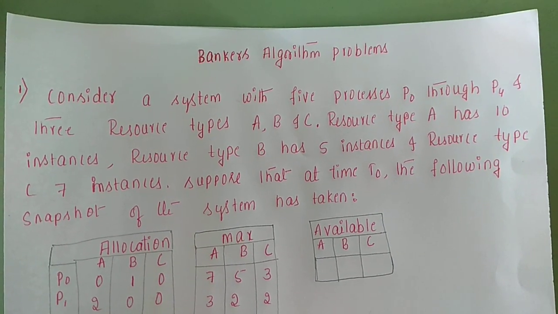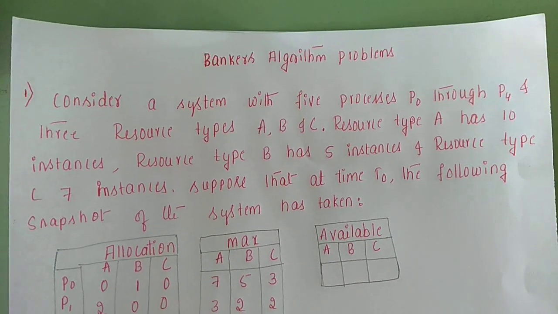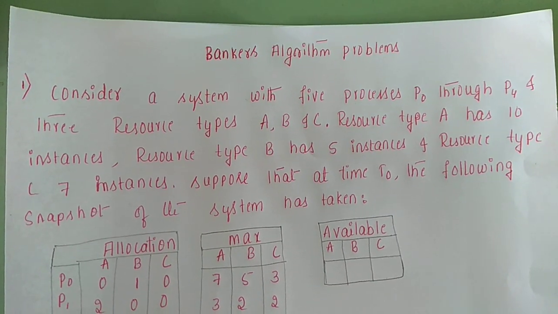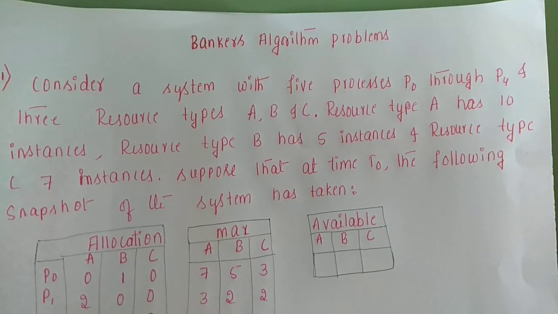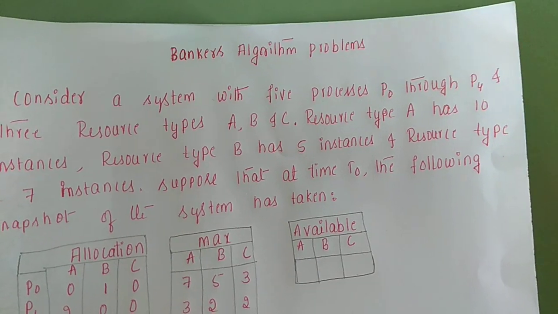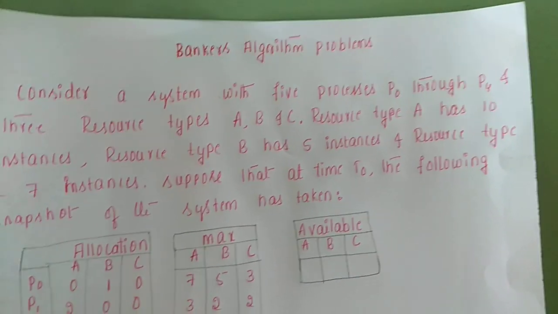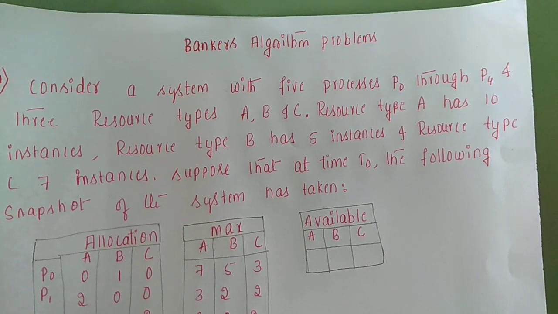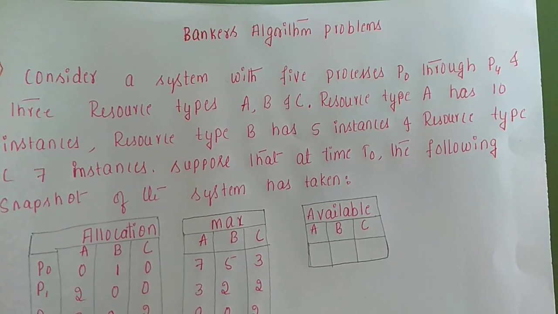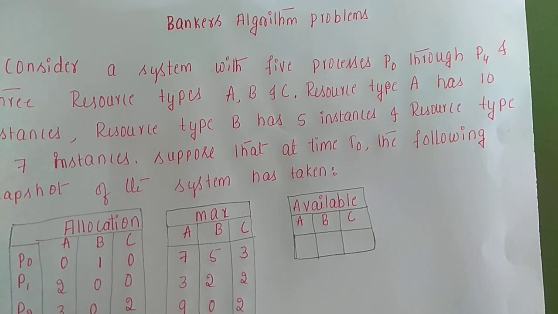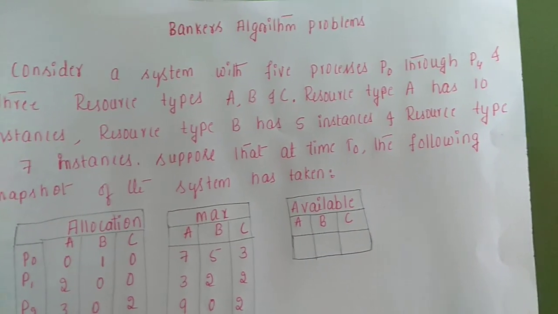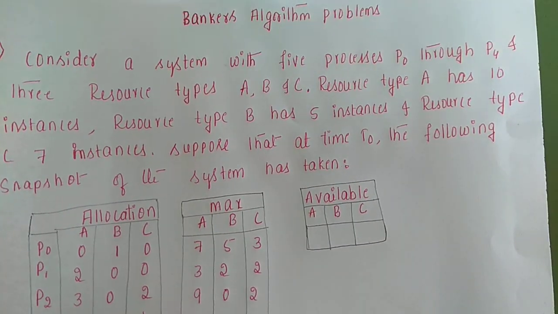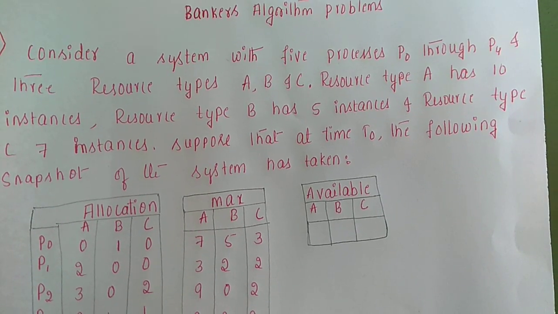We'll start our Banker's algorithm problems. See, the very first problem I have given you. Consider a system with the 5 processes P0 through P4 and 3 resource types. This is a new concept, because in CPU scheduling you have come across processes P0, P3, P4, and you have studied them, but these 3 resource types are a new concept in Banker's algorithm.